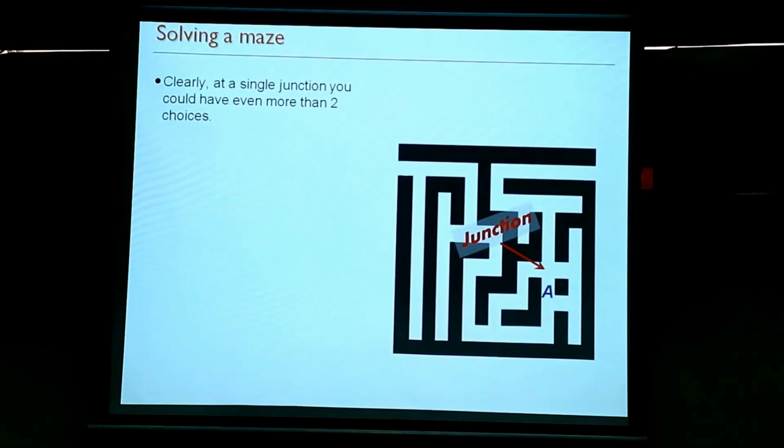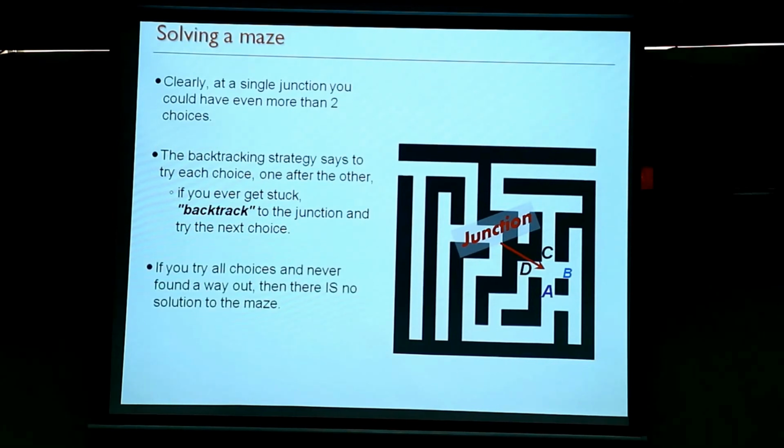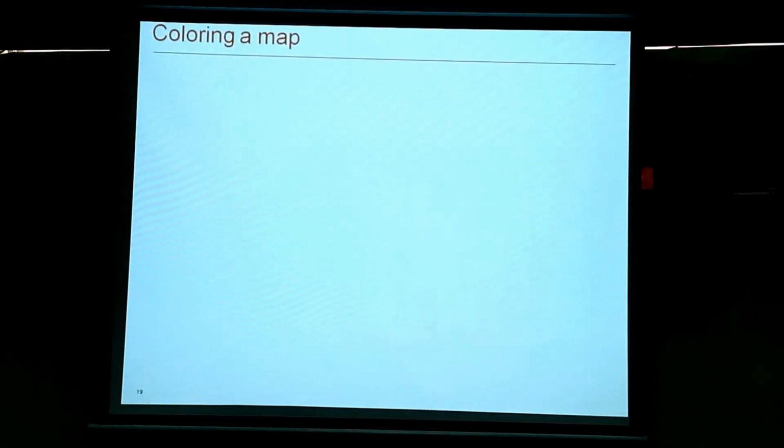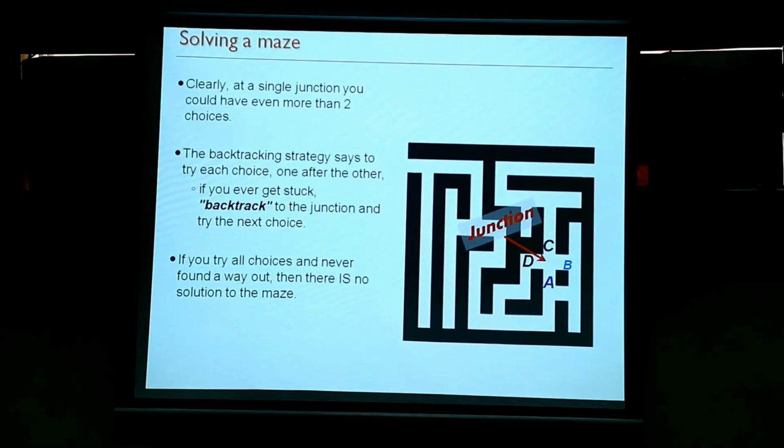Yeah, so clearly at every junction you can have more than two choices. For example, here you have 4 choices. The backtracking strategy says to try each choice one after another, and if you get stuck, then you backtrack to the last junction and try the next choice. So we will try to create the code for each of these problems, and we will see how the code works.